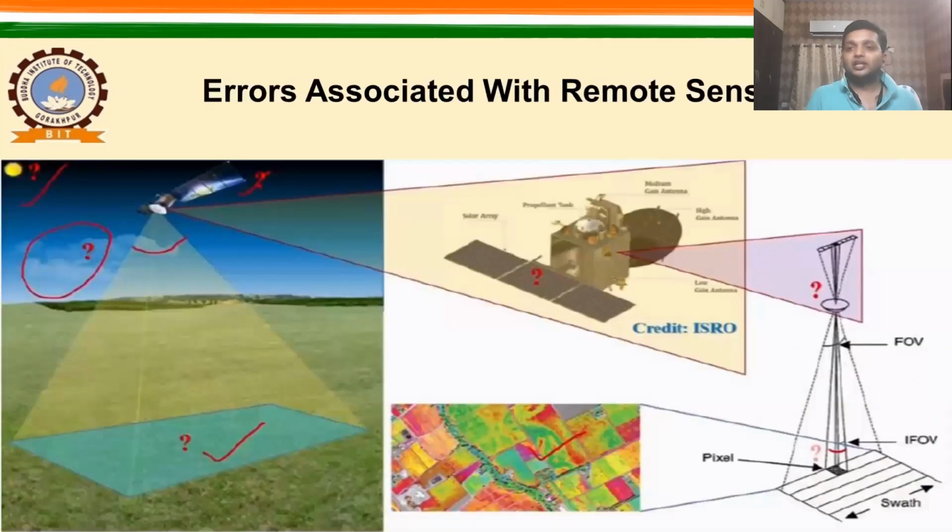In this lecture, we'll cover the different types of error related to remotely sensed images. One by one, we'll go through the different types of error in this entire lecture, that is lecture number 3, part 2.